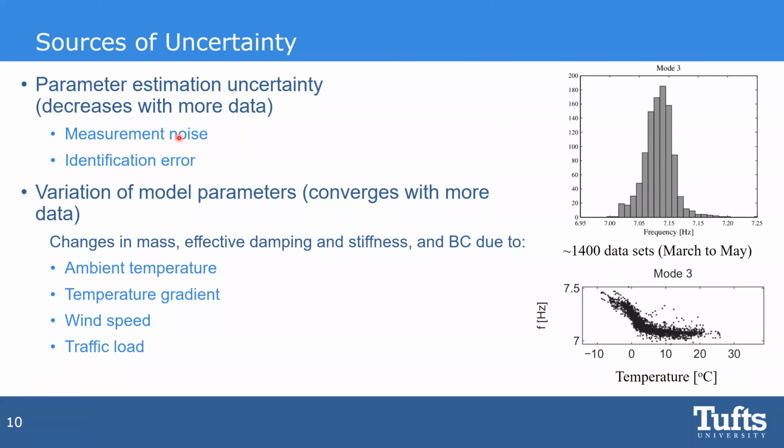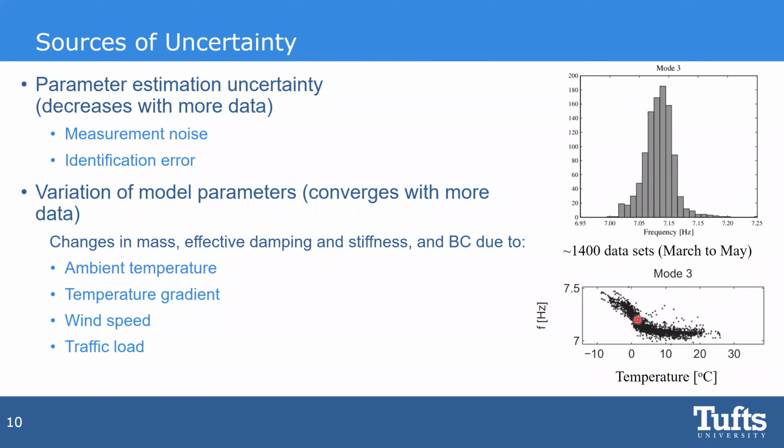So one source is measurement noise and identification error. This type of uncertainty is perfect for classical Bayesian formulation. You get more data, this goes to zero. It's averaging, right? You assume measurement noise is Gaussian, you average more and more, it goes to zero. Fine, but there is something else. If after a couple of years, or even a few months, I look at the histogram of my identified natural frequencies, it has this shape.